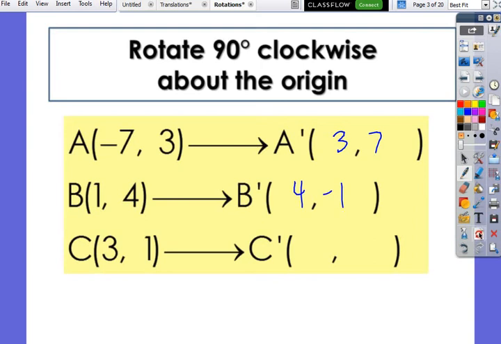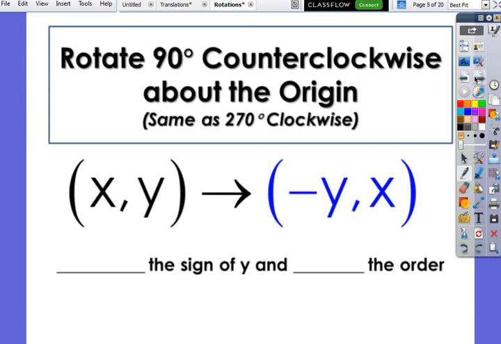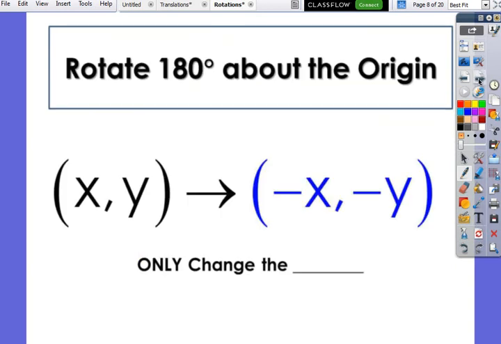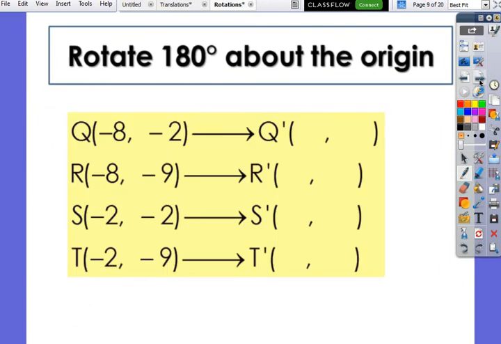If it is 90 counterclockwise, which again is the same as 270 clockwise, change the y. So here, again, I'm going to say that is +2, switch them to -3. -5, switch them, you get -5, -6. And if it's 180, just change the signs, don't swap anything.